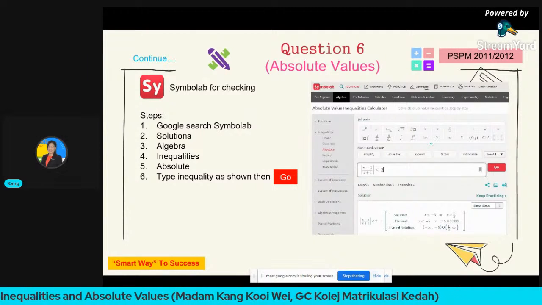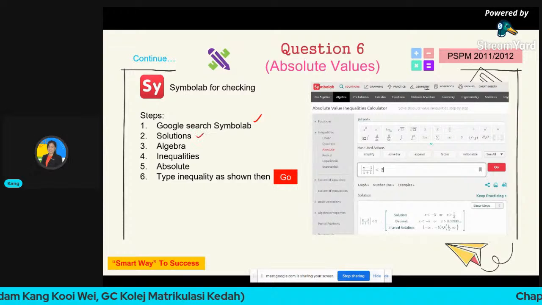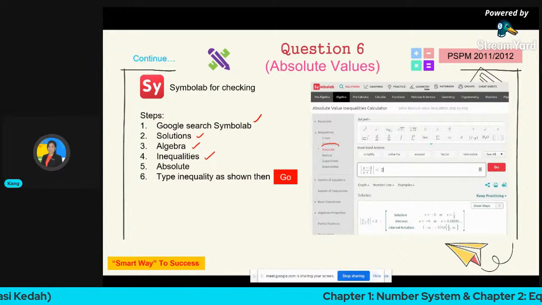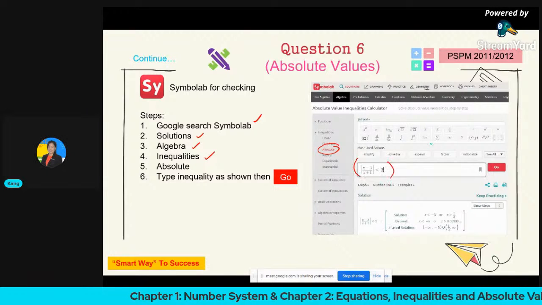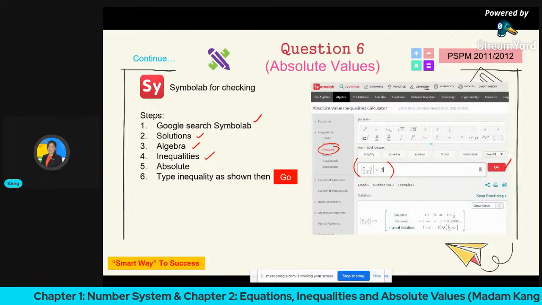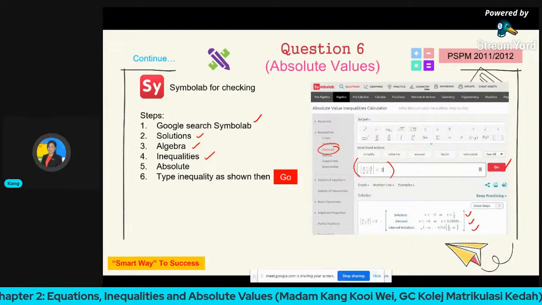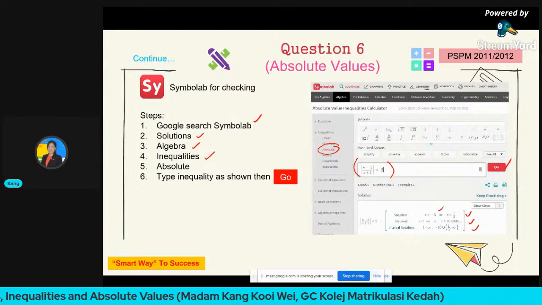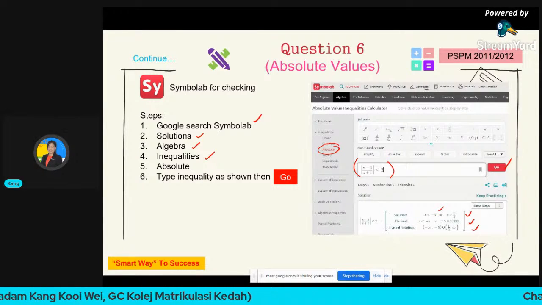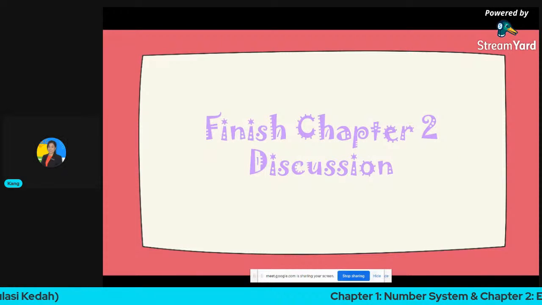This is the Symbolab to check our final answer. Go to Google search, find Symbolab, find the solution, the algebra for the inequalities, then find the absolute values. Type our inequality from the question, then click the button Go, and you will get the final answer. This is the final answer that we get just now. Same, correct already.